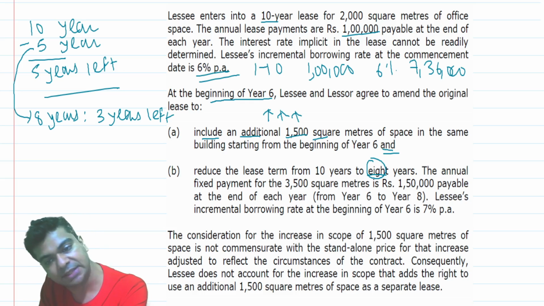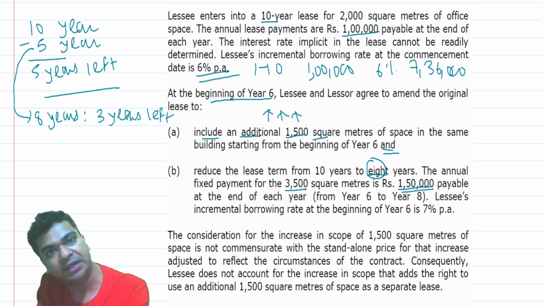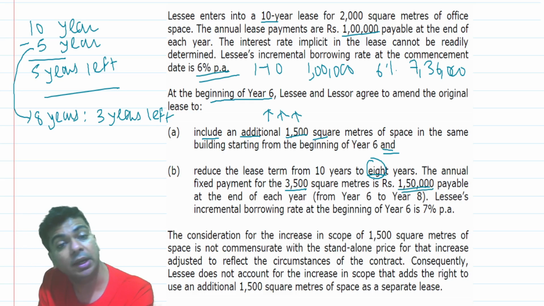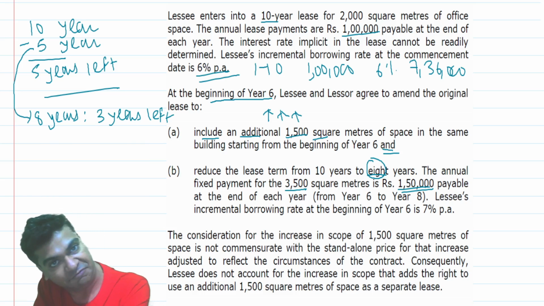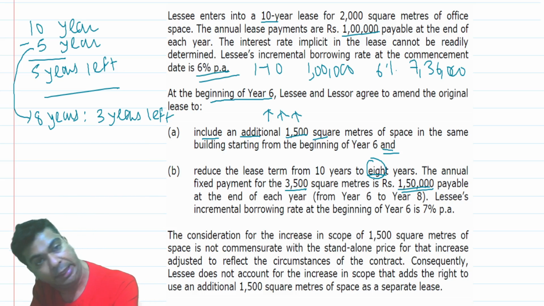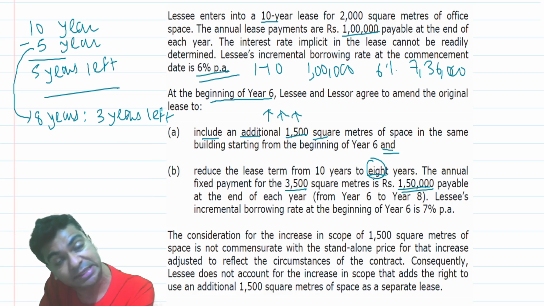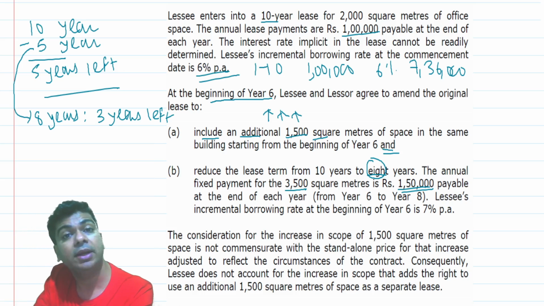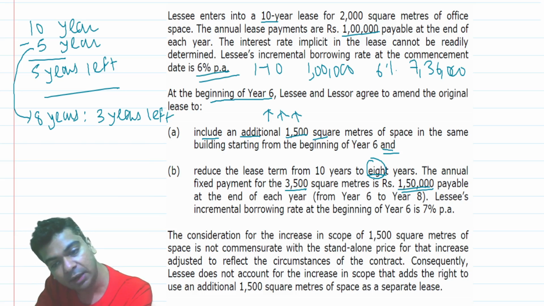Now they are saying that the annual fixed payment for 3500 square meters is 1,50,000 payable at the end of each year. So earlier you were paying 1 lakh, now you will pay 1,50,000. That means for the additional space you are paying 50,000 rupees extra. Now whenever the scope is increasing, be careful. Increase in the scope of the lease can result into that being treated as a separate lease agreement. But it becomes a separate lease agreement if the lease consideration is increasing commensurate to the standalone price. Now we will have to check whether any such information is there in this question or not.